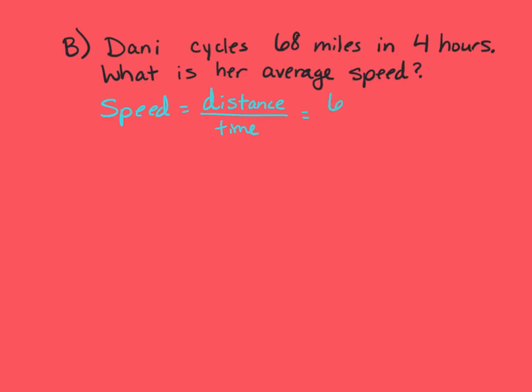So her miles are 68 miles, and she did that in 4 hours. So we'll change that to a unit rate. 68 over 4. They'll both divide by 4, and we can just say 68 divided by 4. We'll get 17 over 1. So her average speed is 17 miles per hour.